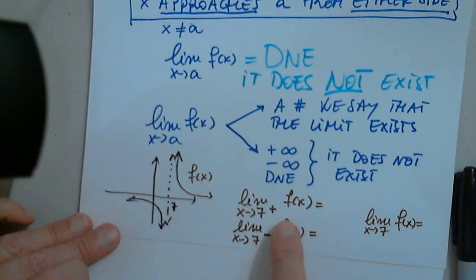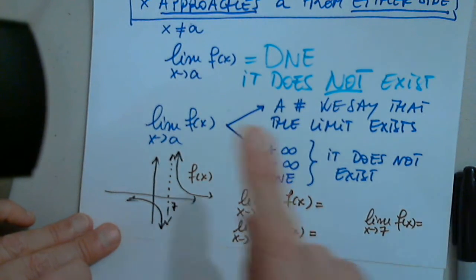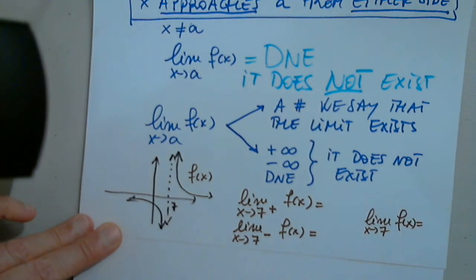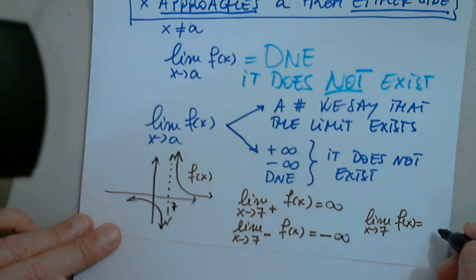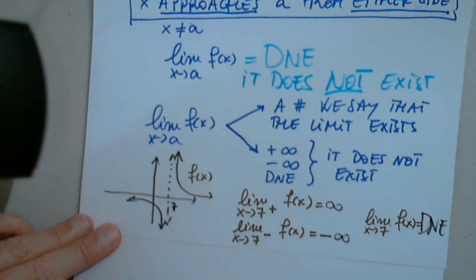Would the top one be plus infinity? Excellent. Who was that? Megan. Thank you. The other one. Negative infinity. Excellent. Who was that? Nick. And now conclude. Does not exist. DNE.